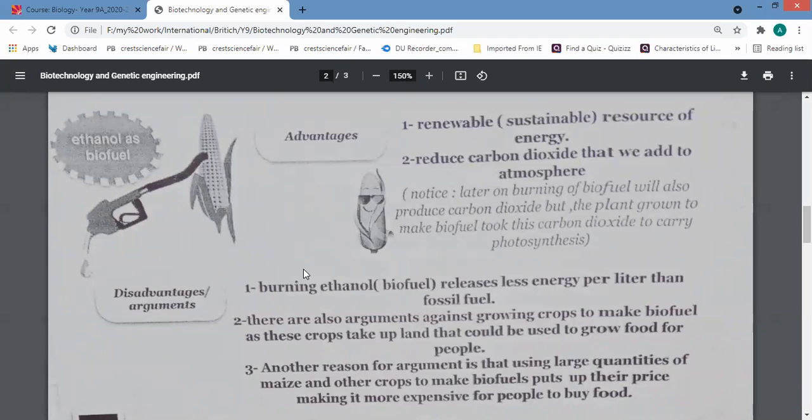So the main points for the advantages of using ethanol as biofuel instead of fossil fuel are: a sustainable resource of energy and releasing a smaller amount of carbon dioxide to add to the atmosphere, which causes pollution and global warming.